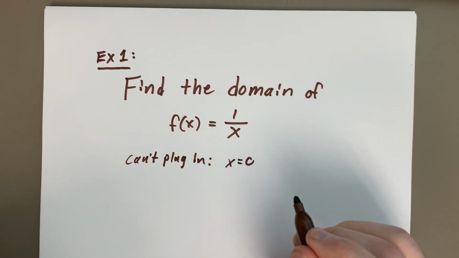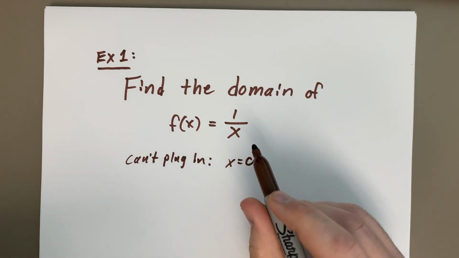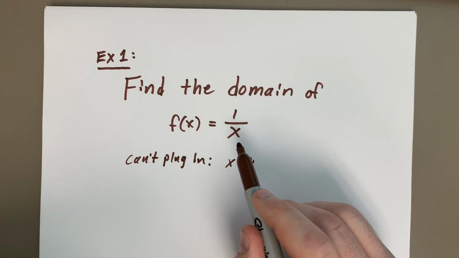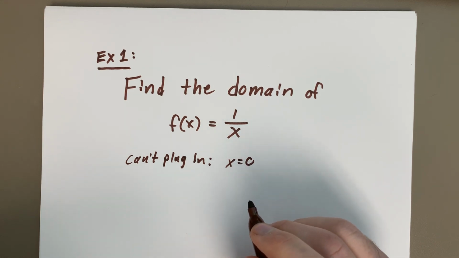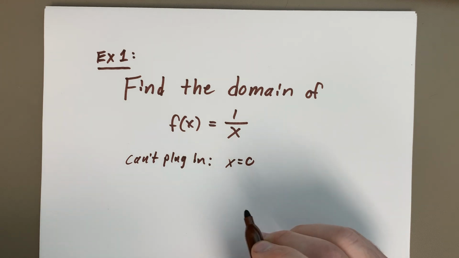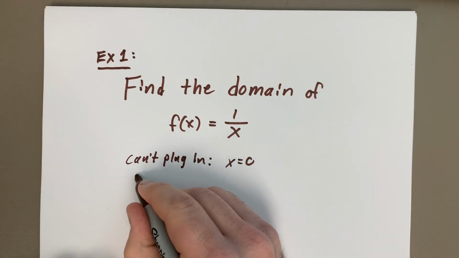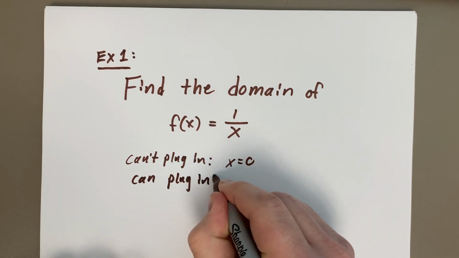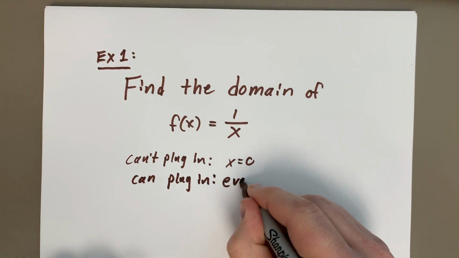Now, is there anything else that would cause division by 0? If I plug in 1, 2, 1.5, like 20 bajillion into the bottom here, that's not going to cause division by 0. The only thing that's going to cause division by 0 here is just x is equal to 0. So the domain is the opposite, is the set of all things that you can plug in. So can plug in everything but 0.